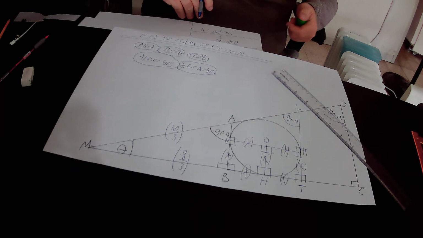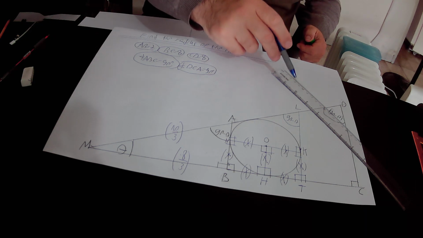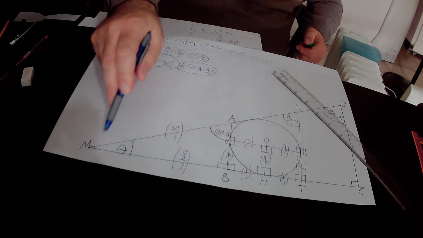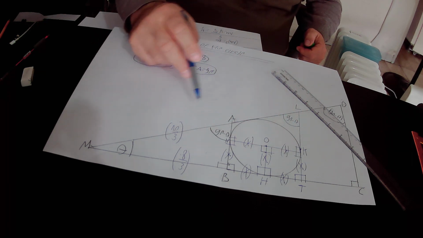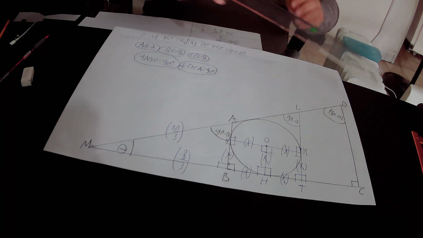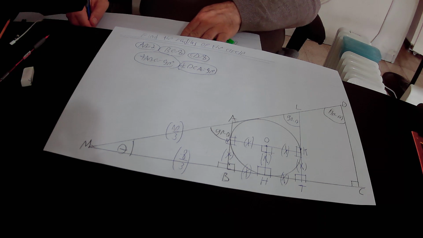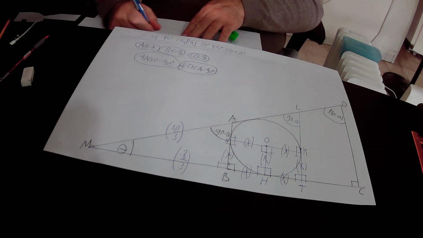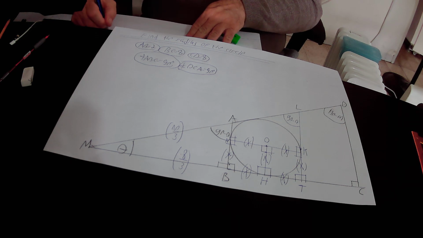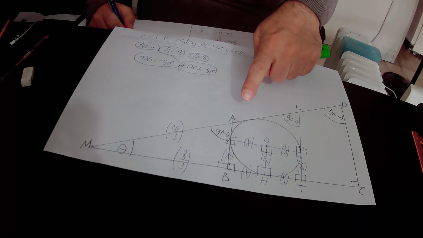In the next step, we will prove that the big right triangle LTM is similar to the small right triangle MBA. So I write it down. We'll prove that the big right triangle LTM is similar to the small right triangle MBA.